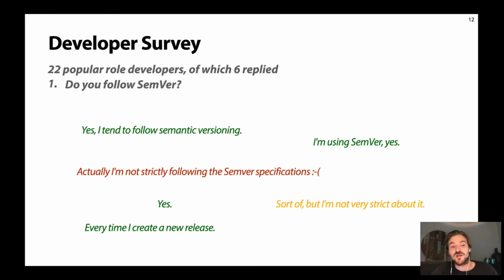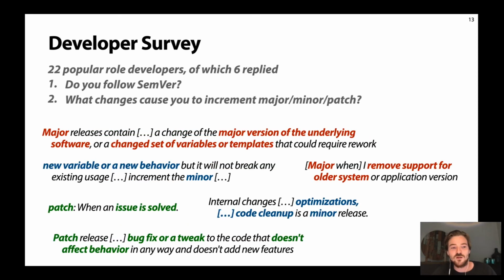The first question that we asked them is whether or not they follow semantic versioning, and 5 of them actually confirmed that they do, but one of those 5 actually said that they're not very strict about it, and the final developer said that they're actually not following the semantic versioning specifications at all, and are just using the format. So secondly, we asked them what kind of changes caused them to do a certain version bump.